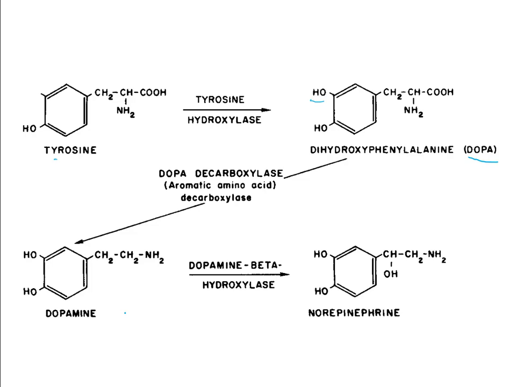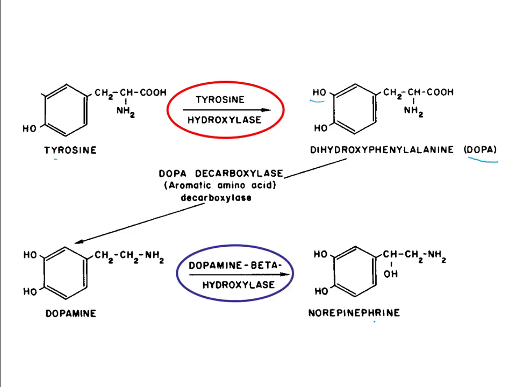But if you're trying to make norepinephrine, you will then use dopamine beta hydroxylase to put one more hydroxyl group on the beta carbon here, and make norepinephrine, okay? So in this pathway, if you stain for tyrosine hydroxylase, what neurons will you identify? Dopaminergic, noradrenergic, and adrenergic. We haven't gotten to them yet. Dopamine beta hydroxylase will tell you the difference between dopaminergic and noradrenergic.